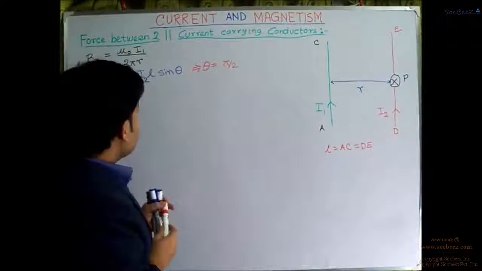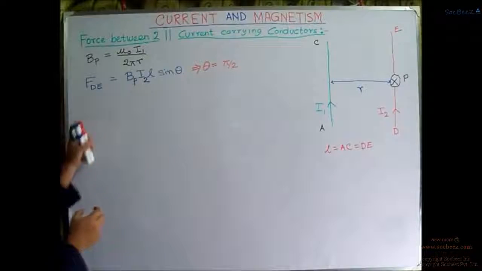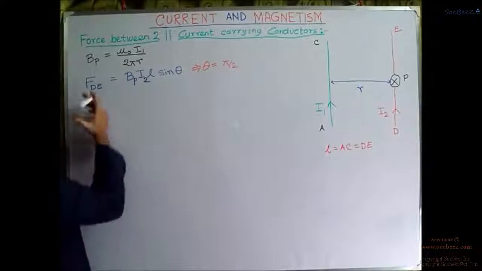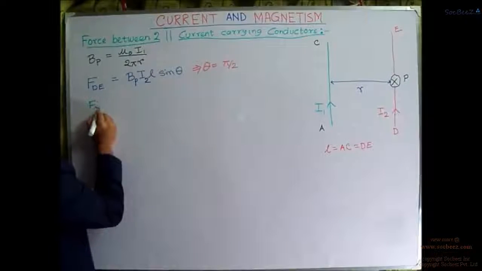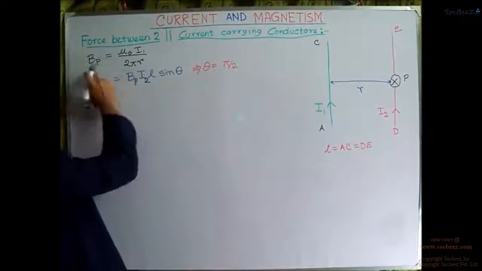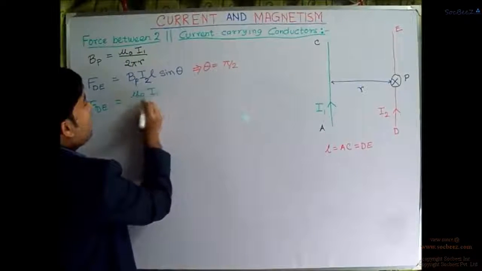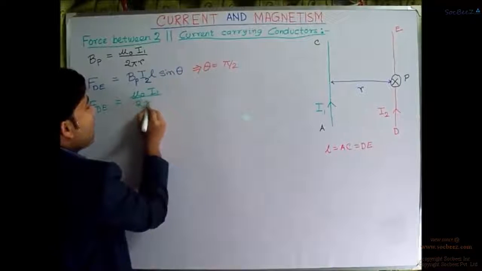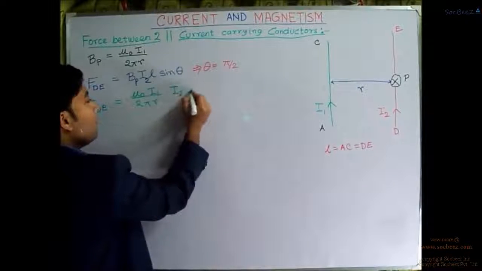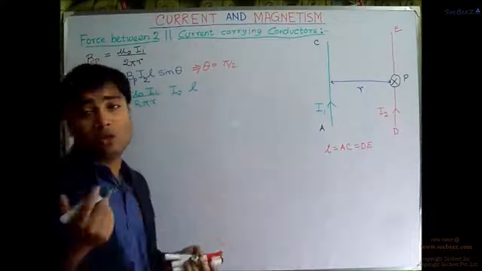Right? So the sine of pi by 2 is simply equal to 1. So we can write this FD as equal to the magnitude of the Lorentz force over here. We replace this BP by this expression, as mu naught I1 divided by 2 pi R, multiplied by this I2, multiplied by this L. Right? Because sine theta is equal to 1.